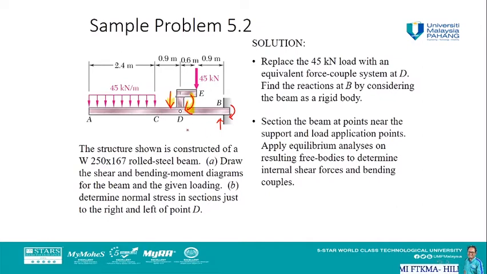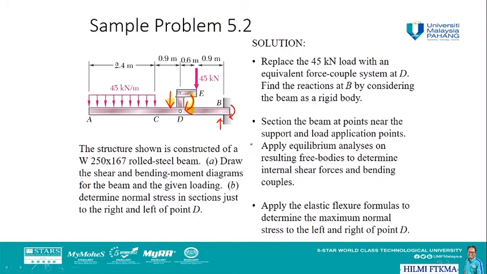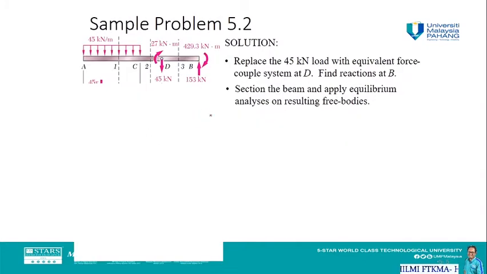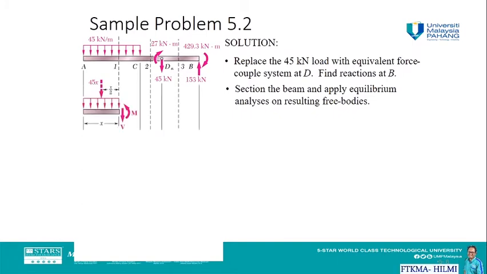We are going to apply equilibrium analysis to find the internal shear force and the bending couples, and then we are going to apply the elastic flexure formula, sigma equal to M c over I or M over S, and determine the maximum normal stress at the point before D and after D, left and right of point D. So first we are going to replace the 45 kilonewton. So we are going to find out we have a force of 45 kilonewton at point D and also a couple 27 kilonewton, and then we can find the reaction forces.